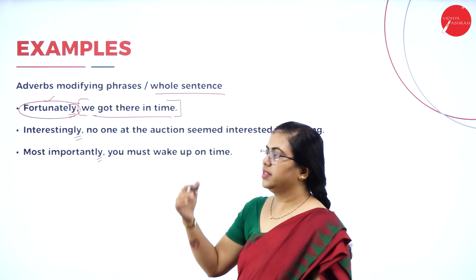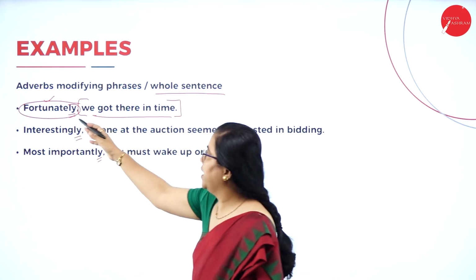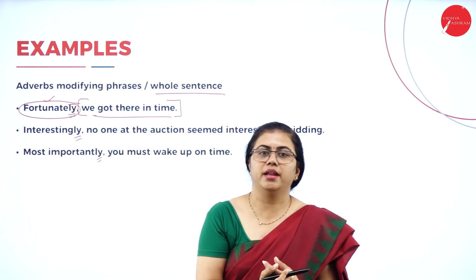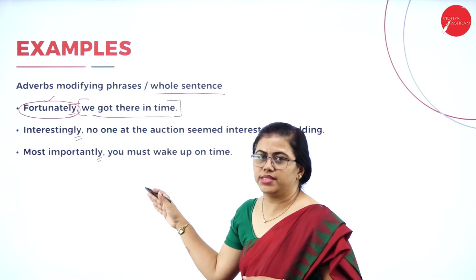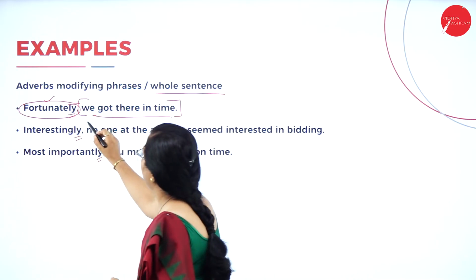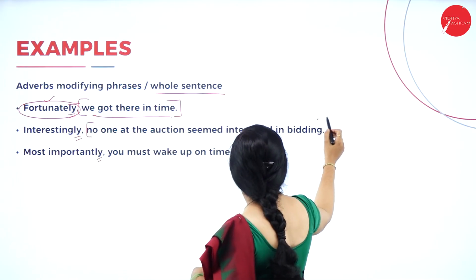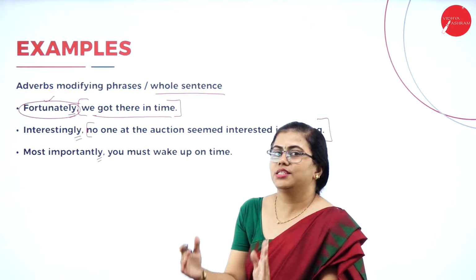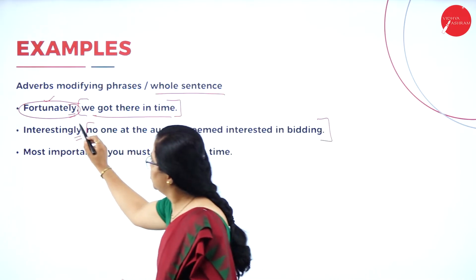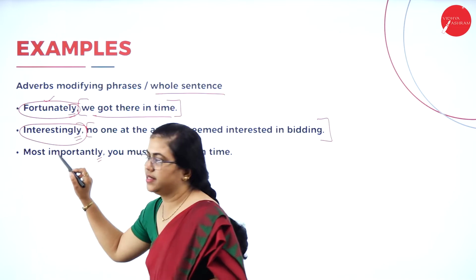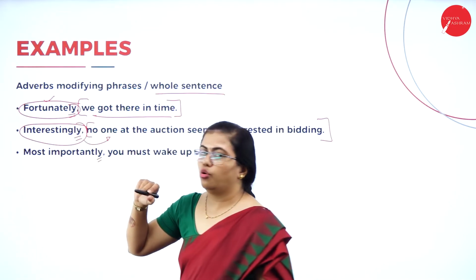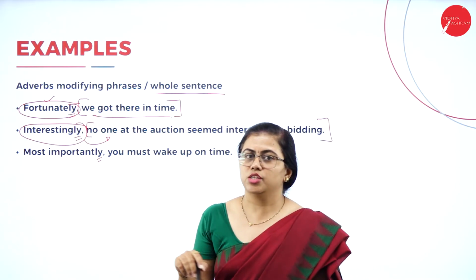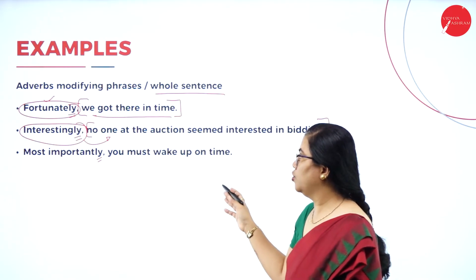"Fortunately, we got there in time." So this is explaining how we got there in time. "Fortunately, we got in time." So it is explaining more about the whole sentence. Fine. So here also, "No one at the auction seemed interested in bidding." This is the whole sentence, and this word is explaining it, that is "interestingly," which is an adverb. So this is explaining about the whole sentence. So the adverb is also modifying the whole sentence.